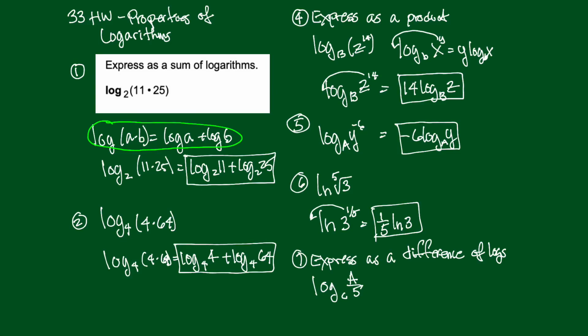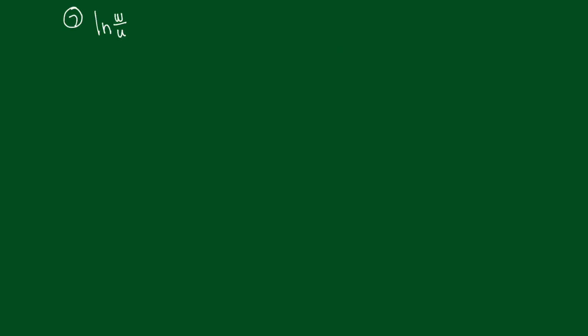Now in 7, we're going to express this quotient, right? I've got a quotient, but I can express a quotient as a difference. So I'm going to write the log of the top minus the log of the bottom. So I'm going to write this as the log base c of a, that's the log of the top, minus the log base c of the bottom, which is a 5. Now, this quotient is a natural log, but that's fine. Doesn't matter what the base is. I can write it as the natural log of the top, the numerator, minus the natural log of the bottom, the denominator.